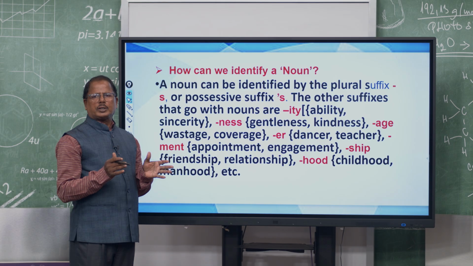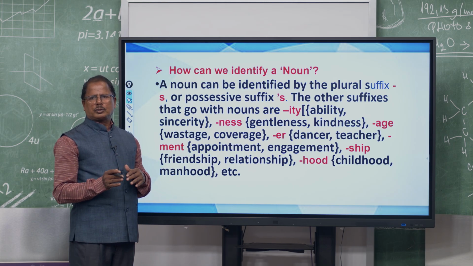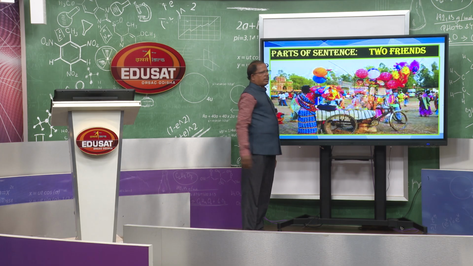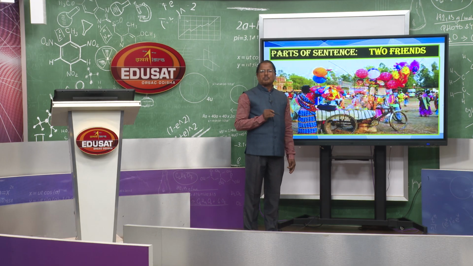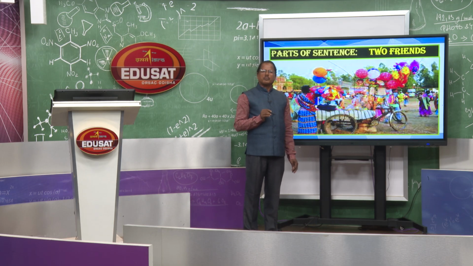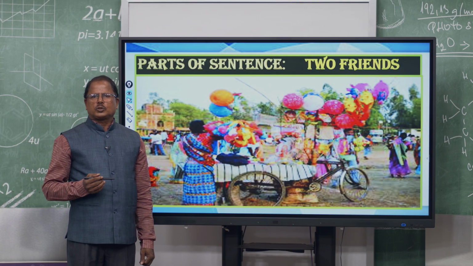Then when we say that this is the name of a place, the name of a quality, the name of a person, then we can also identify that these are nouns, right. Let us go to another word class, parts of a sentence. This is another word class, and we will be discussing this by using a story. The name of the story is Two Friends. So, my dear children, you see the name of the story, Two Friends.